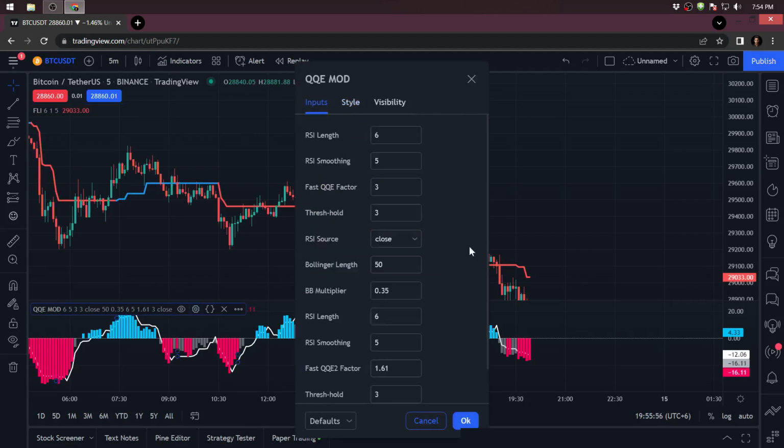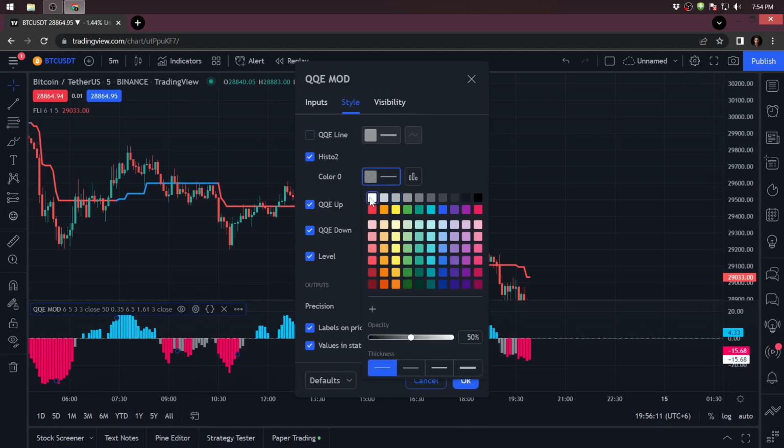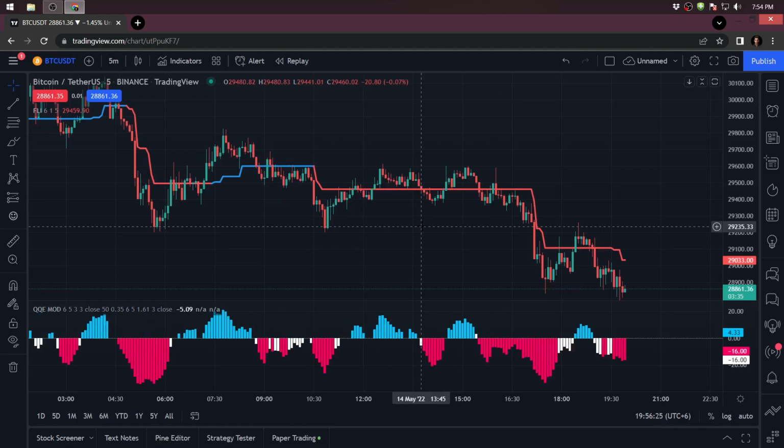Okay, and now I want to set up the second indicator, so I go to the QQE mode settings, and here every input value will be default, so I go to style, and from here I don't need the QQE line, so I uncheck this one. I also want to change the histogram color to white and increase the opacity. Okay, well done, we have successfully set up our two indicators. So now it's ready to catch signals.